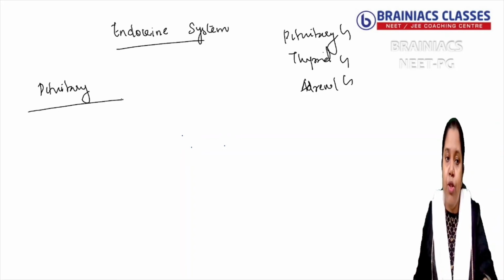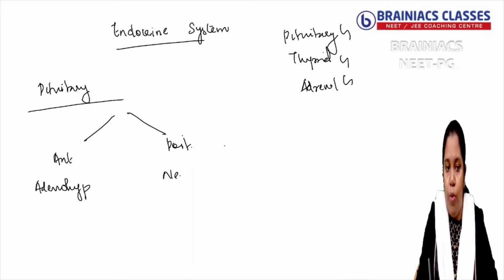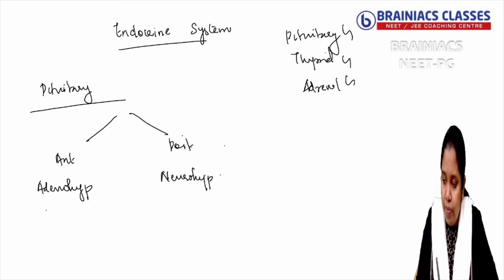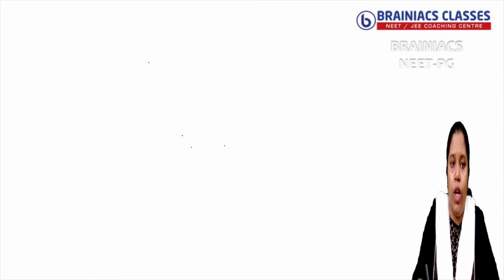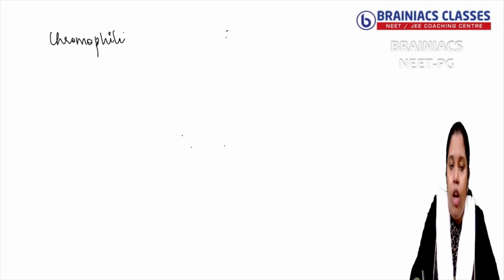We know that the pituitary gland has 2 lobes. One is the anterior lobe, which is called the adenohypophysis, and we have the posterior lobe, which is called the neurohypophysis. This adenohypophysis has two types of cells. I'll write in the next column. One is the chromophil cells and next is the chromophobe cells.